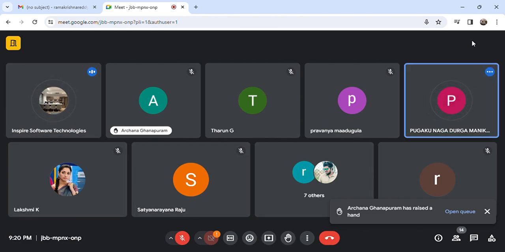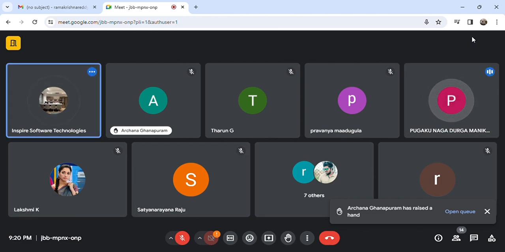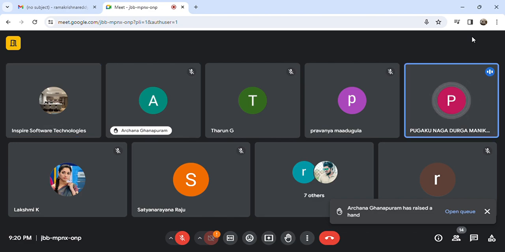One doubt. Yes, Manikanta. Sir, we have a CAN transceiver, sir. So can you please explain the CAN transceiver? The CAN transceiver, if it takes digital signals like TX, RX, it will convert them to differential voltage.